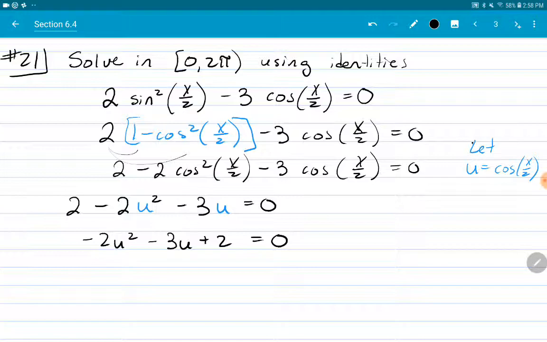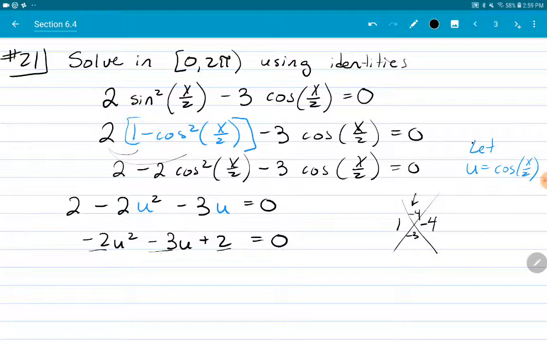And now to factor this, I don't have a leading coefficient of 1, so I need to use grouping. I need to look at negative 2 times 2 to get a negative 4, and a sum of negative 3. Since it's a product of negative 4, one number is going to be positive and one negative, so I want a difference of 3. Those factors are 4 and 1, and I'll have a negative 4. When I add those together, I get negative 3. When I multiply them together, I get negative 4.